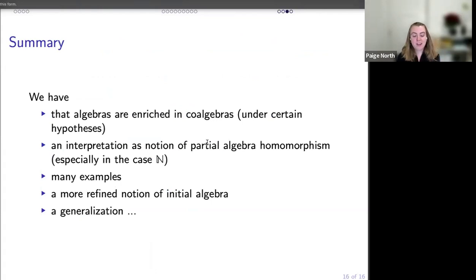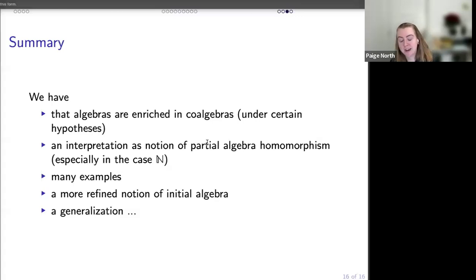Okay, so that's really it for the content of my talk. So just in summary, we have that algebras are enriched in coalgebras. We have a lot of hypotheses, but then we have an interpretation of what this additional information is that the enriched category is carrying, in terms of partial algebra homomorphisms. We have many examples, even though we need extra hypotheses or a lot of hypotheses. And then we try to give a use case of this theoretical work, which is the more refined notion of initial algebra. And then we're looking for generalizations.